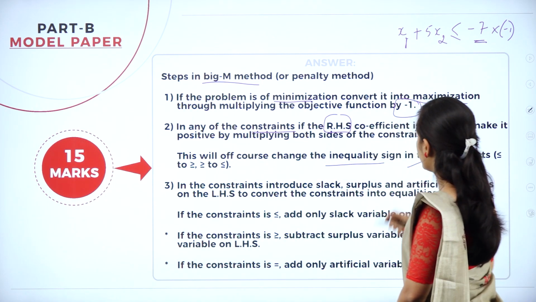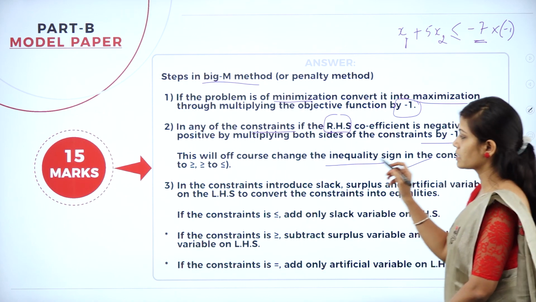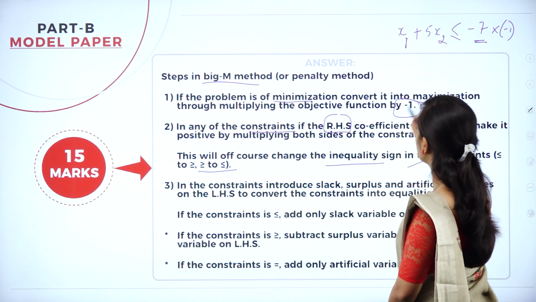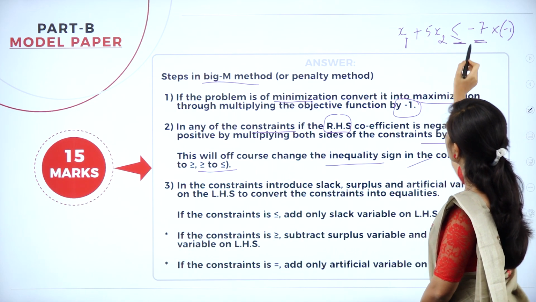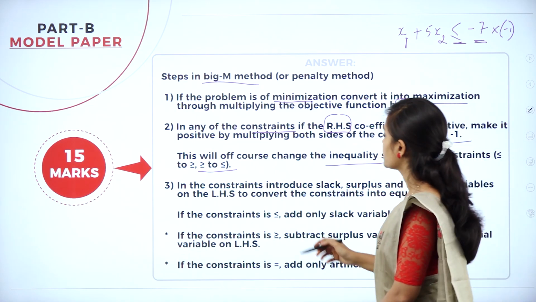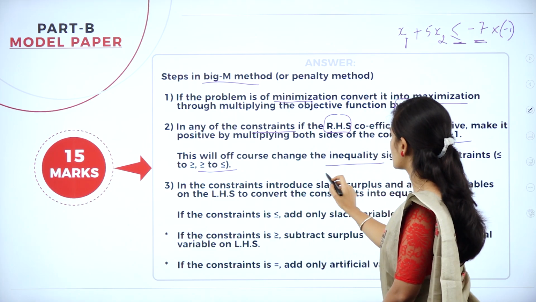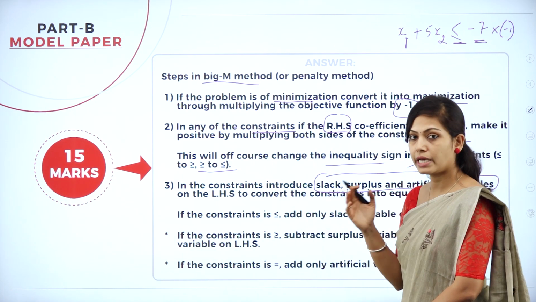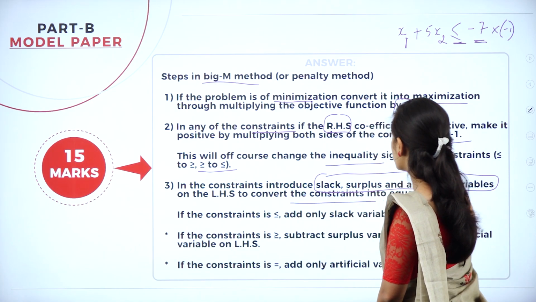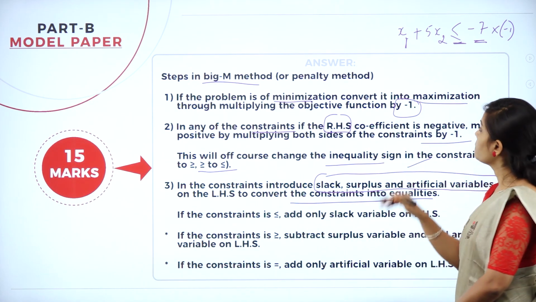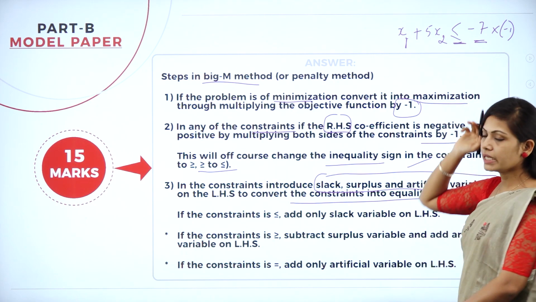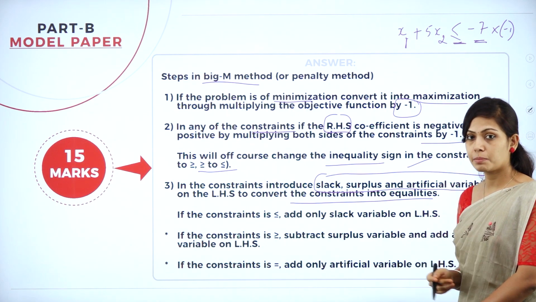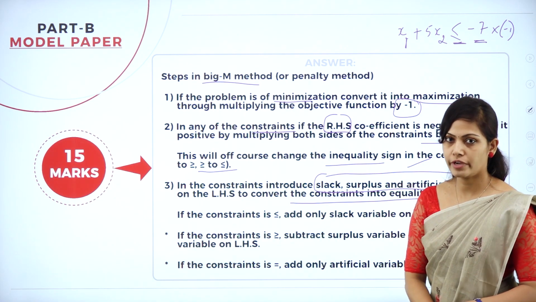And change the inequality sign of the constraints: less than or equal to becomes greater than or equal to, and greater than or equal to becomes less than or equal to. So the constraint sign will change. Then introduce slack, surplus and artificial variables on the LHS to convert the constraints into equalities. So in the B.C.A method, you introduce the slack variable, surplus variable and artificial variable.